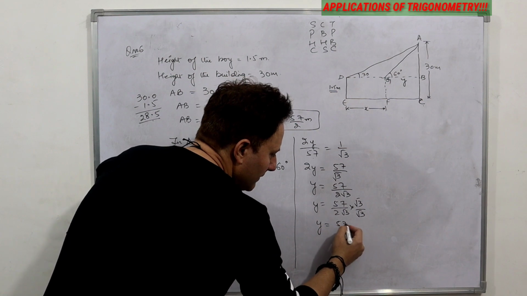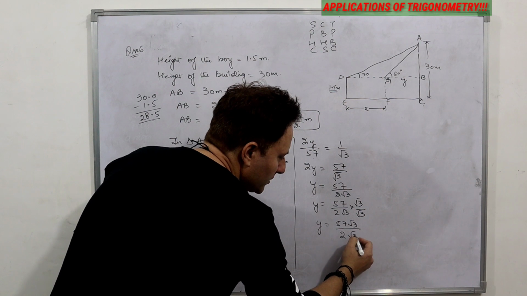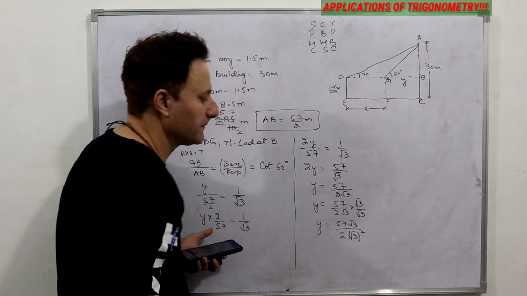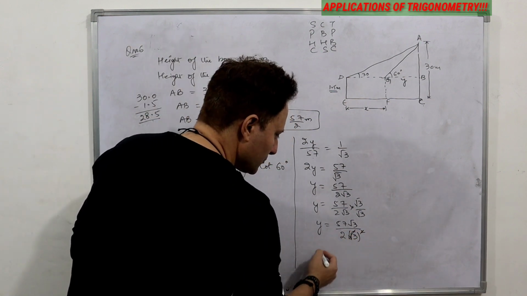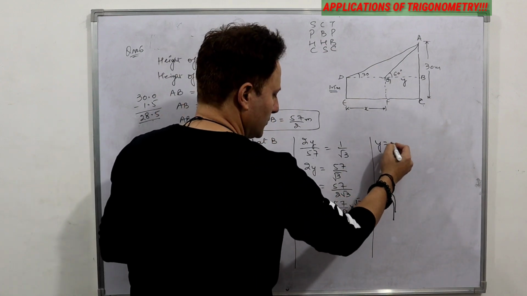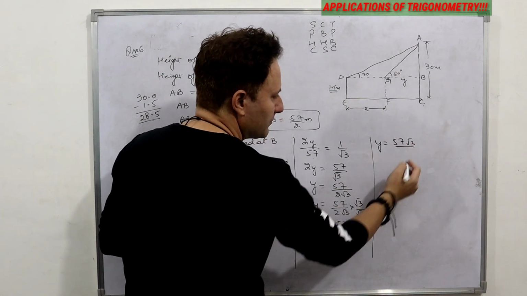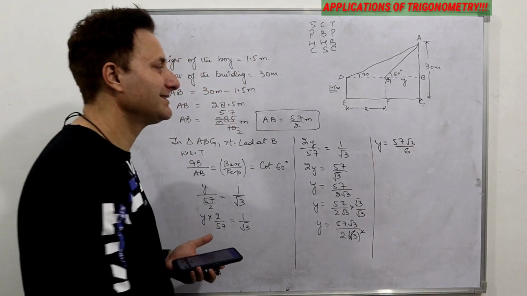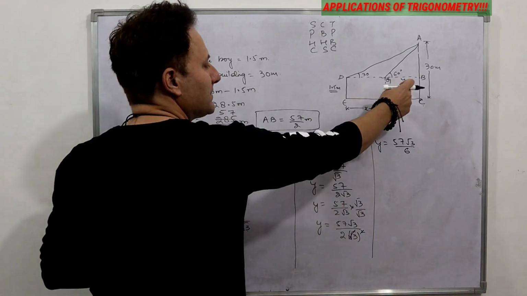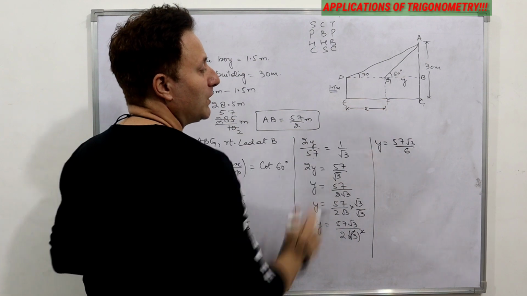That is 57 root 3 upon 2, and then we have root 3 twice, so let's do the scaling. This scale and this root gone, so what do I have? I have y is equal to 57 root 3 upon 2 multiplied by 3 is 6. But is this the answer I'm looking for? No, because I have got the value of y. What I need to know is the value of x.